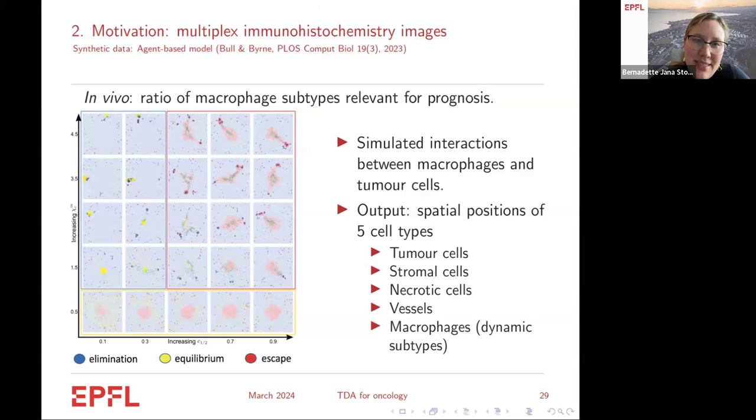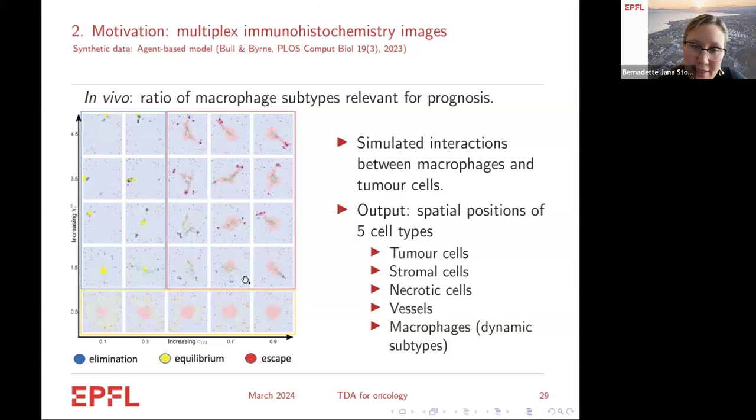And it was motivated by the observation that in vivo, the ratio of different macrophage subtypes can be relevant for prognosis. And so what they set out to do was to simulate interactions between macrophages and tumor cells in the tumor microenvironment. The output of this model are the spatial positions of 5 different cell types.